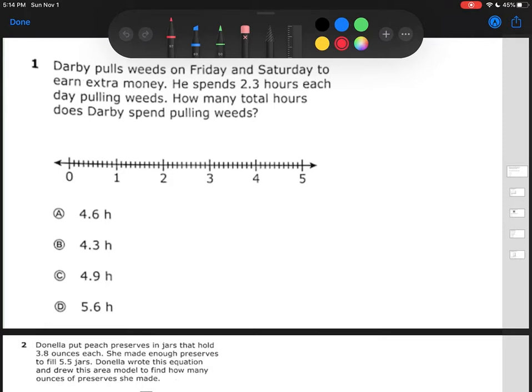So today we're going to be reviewing multiplication with decimal numbers. Some problems will be dealing with models. Other problems you might just be solving them. So let's go ahead and get started.